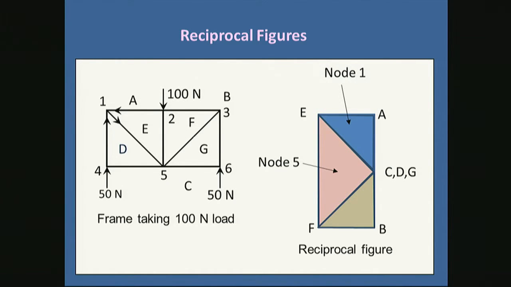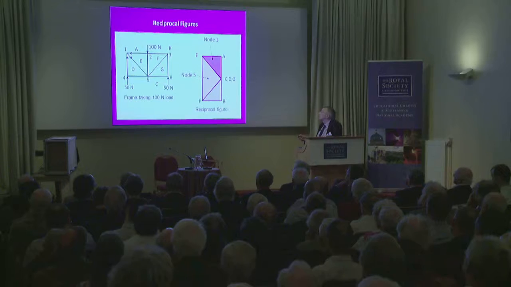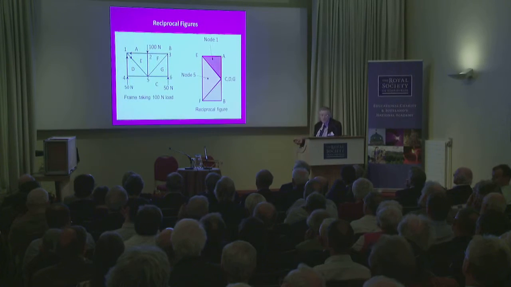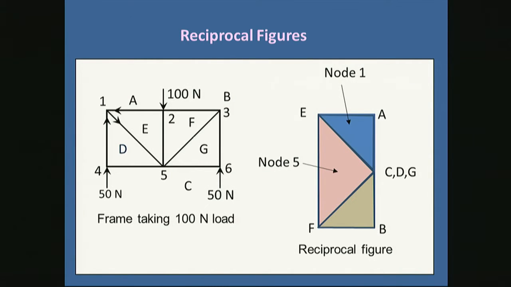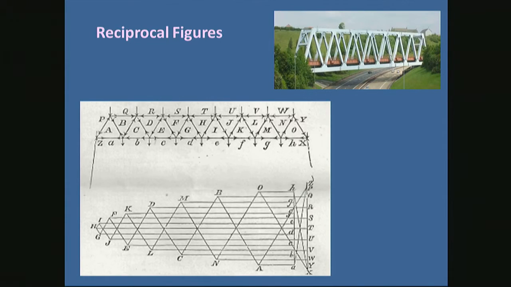of forces. And in this frame here, the joint one is at a point, but one represents a triangle, a space here. So a point here represents a space here, and vice versa. So it's a reciprocal relationship. And this method was used extensively to solve frames in the 19th and in the 20th centuries. When I studied structural mechanics in the mid-20th century, we were taught how to do this.